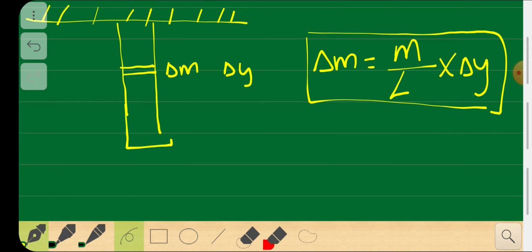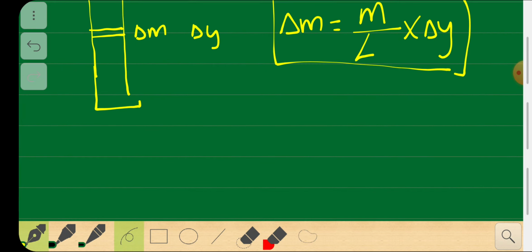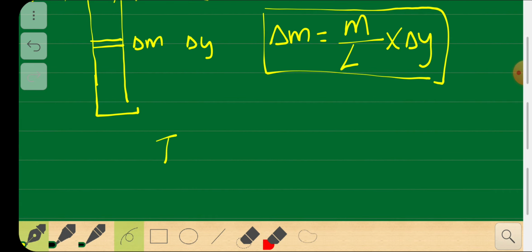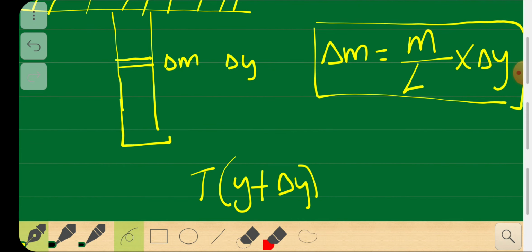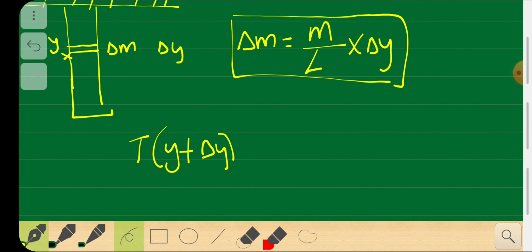So now, what will be the tension at some point y plus delta y? At some point slightly more than y, by delta y, the tension will be T at y plus the change in tension, so the change in tension will be added.